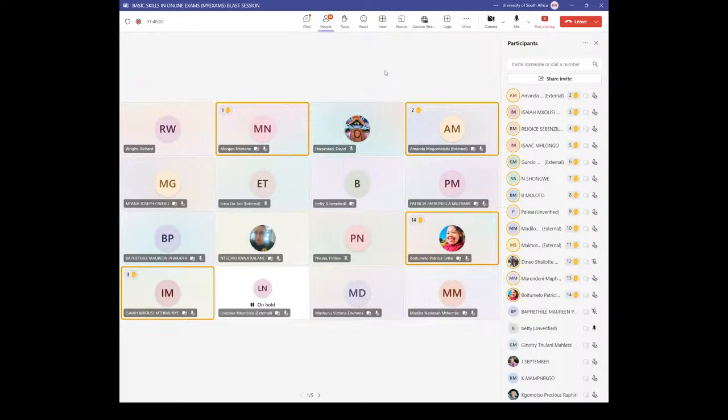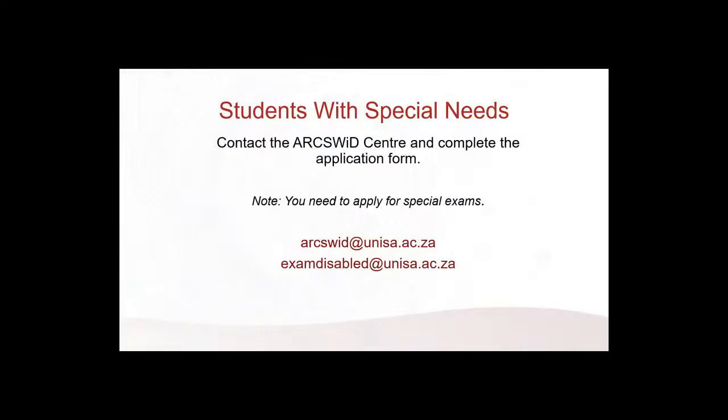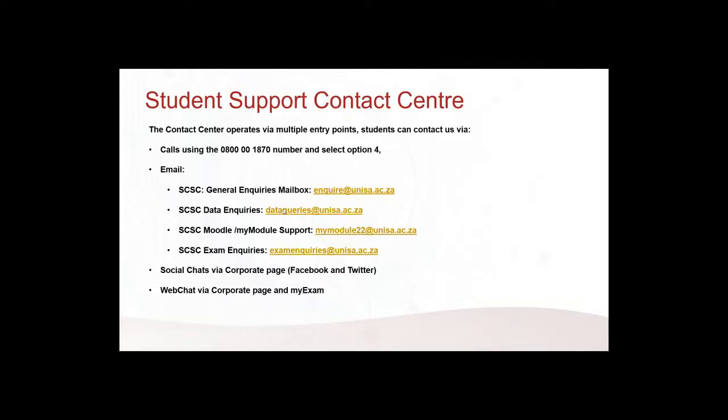Okay, so that's why I would suggest, still keep the contact number for the exams. Remember, when you do contact the center, it's option 4. So keep this number, 0800 00 1870, handy if you've got any problems. And remember, it's option 4, where they prioritize exam inquiries. So just have this 0800 number ready in case you have problems.